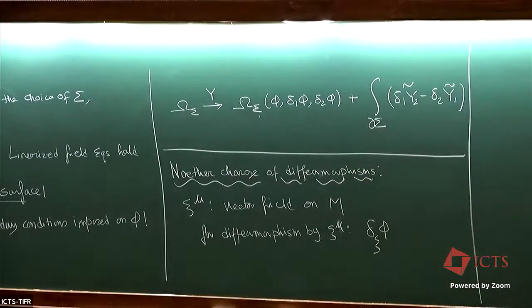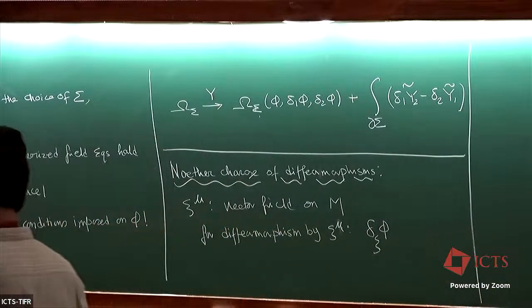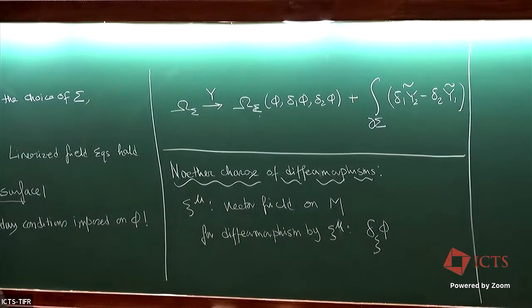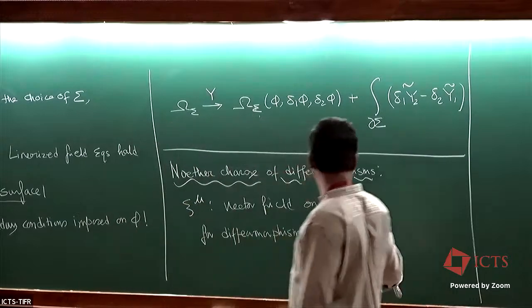Delta phi is an arbitrary variation. Del xi phi is the variation generated by the diffeomorphism x goes to x plus xi. By the way, I should be careful. Although this mathematics does not require it, for simplicity let's consider only infinitesimal diffeomorphism, generated by this vector field xi. And then this is del xi phi.